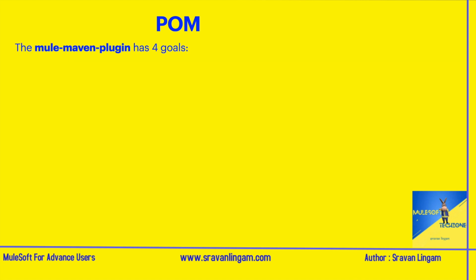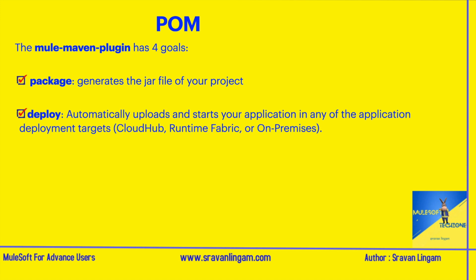All right. So basically, Mule Maven has 4 goals. First is packaging. What is meant by packaging? As we have discussed in the previous slides, it generates the jar file of your project. Next is deploy. Once the jar file is generated, only then can we deploy. We cannot directly deploy the application. A jar file has to be generated, which is called packaging. Then we start, it automatically uploads.